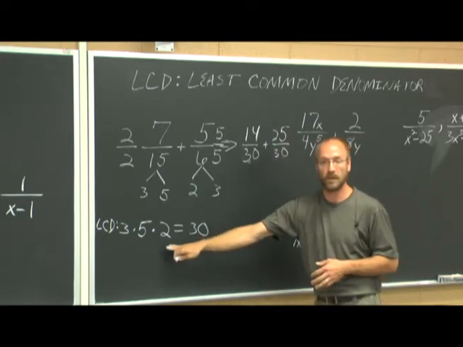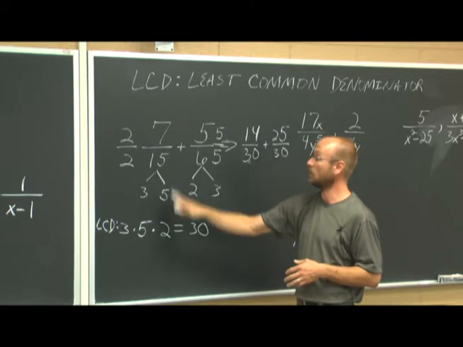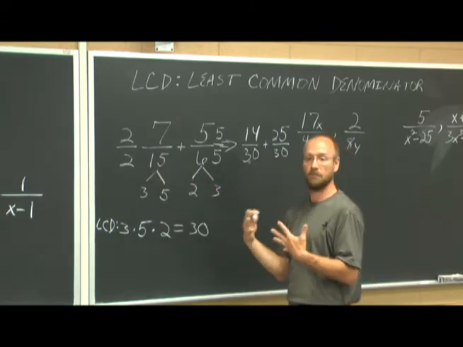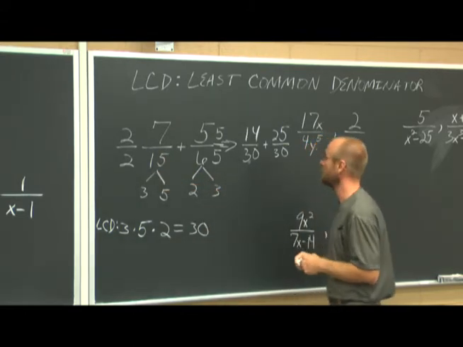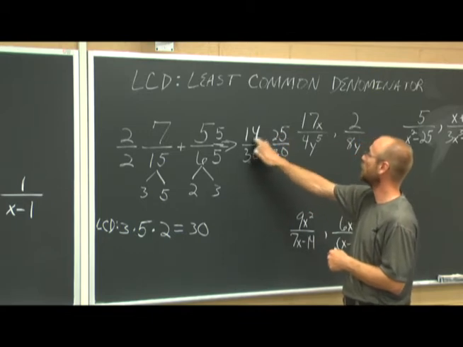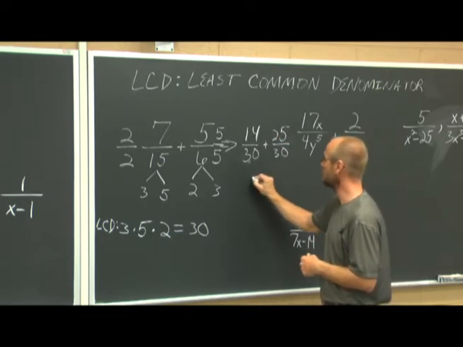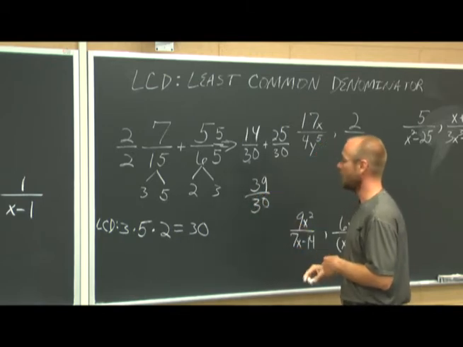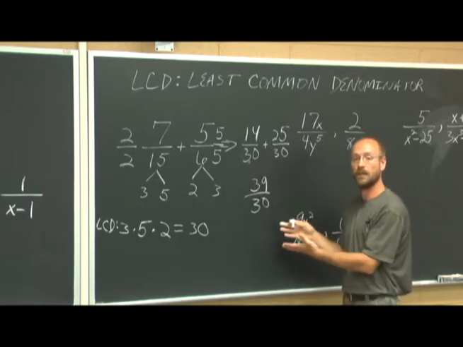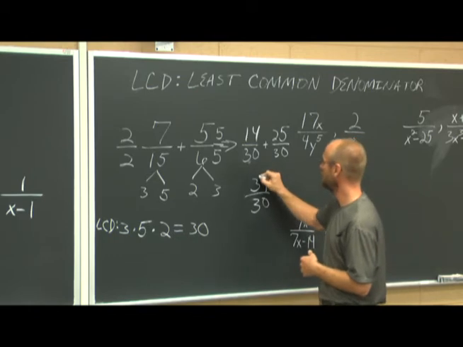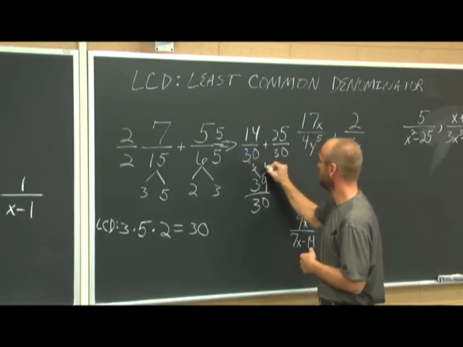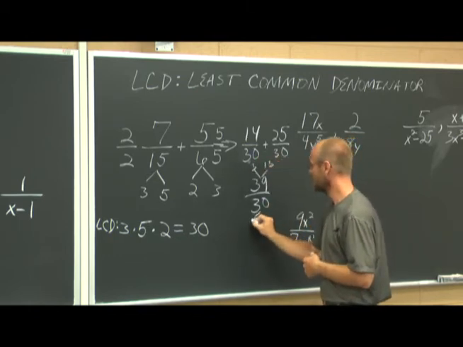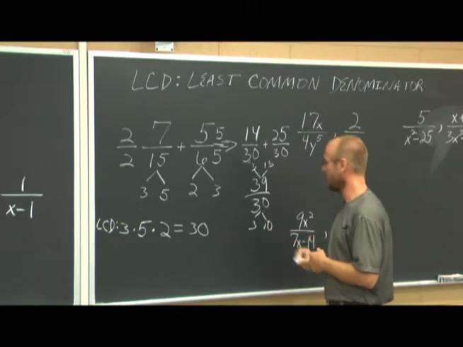So we determine what that LCD is. And we say, what factors does this one need to meet that requirement of an LCD? And now we could just add it. 14 and 25 is 39 over that common denominator of 30. And of course, now we can reduce. I can factor this and say, you know what? This is 3 and 13. This is 3 and 10.